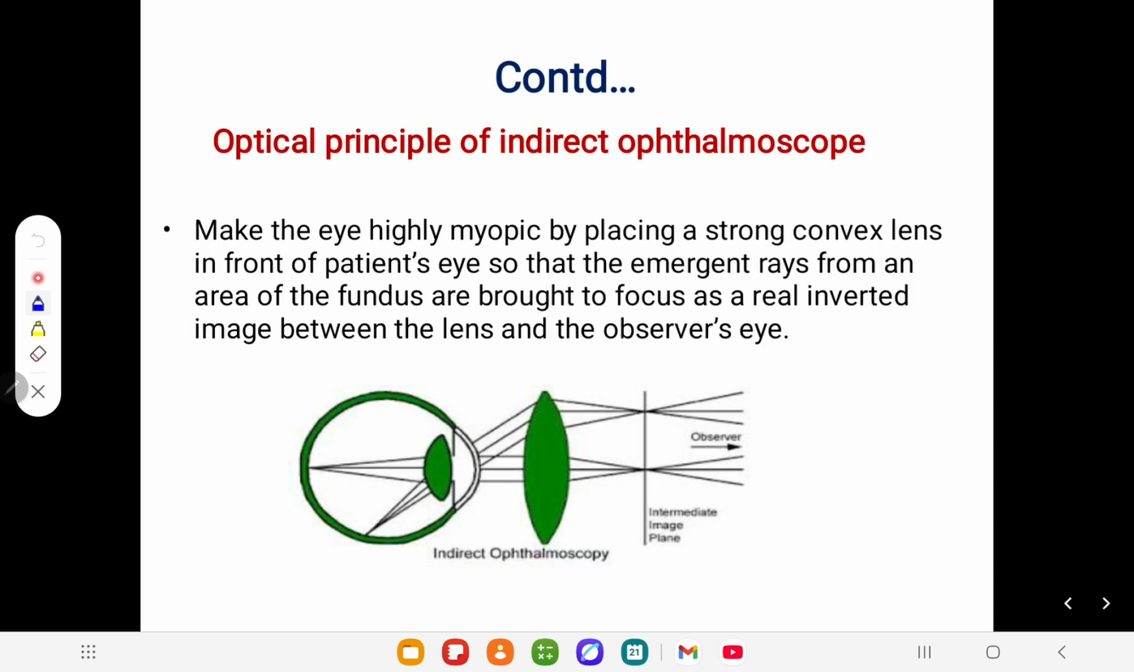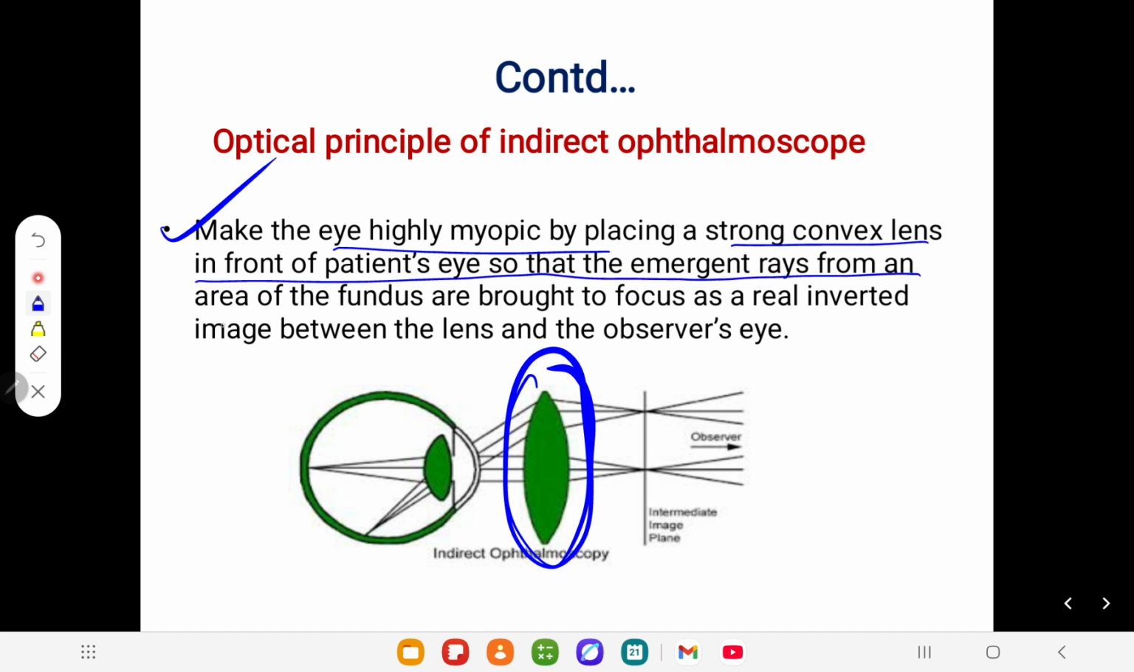So what is the optical principle? This is a very important concept you have to understand. See, first you put this high power plus lens. That's how I make the eye highly myopic, by placing a strongly converging lens. If you put a plus lens in front of any patient's eye, then that eye becomes myopic, isn't it? So if you place a strong plus power, then the eye becomes more myopic. So with a strong convex lens in front of the patient's eye, the emerging light rays from the area of fundus are brought to focus, forming a real and inverted image between the lens and the observer.